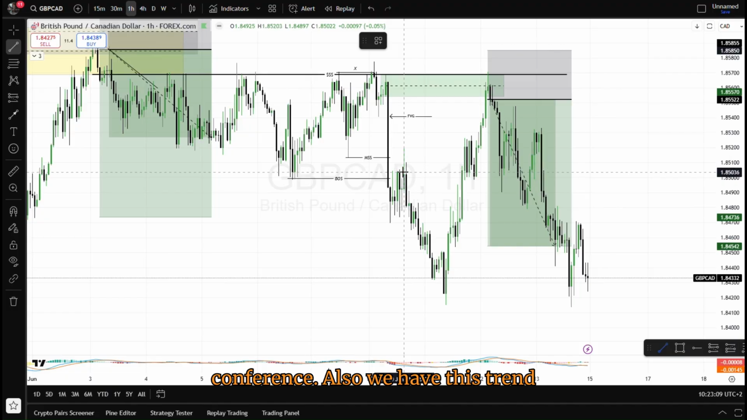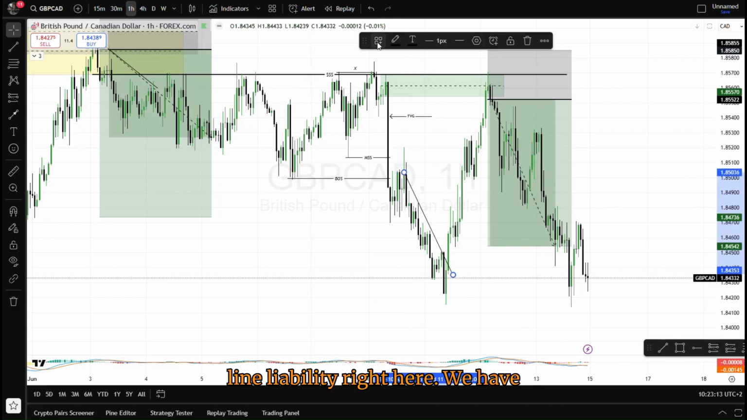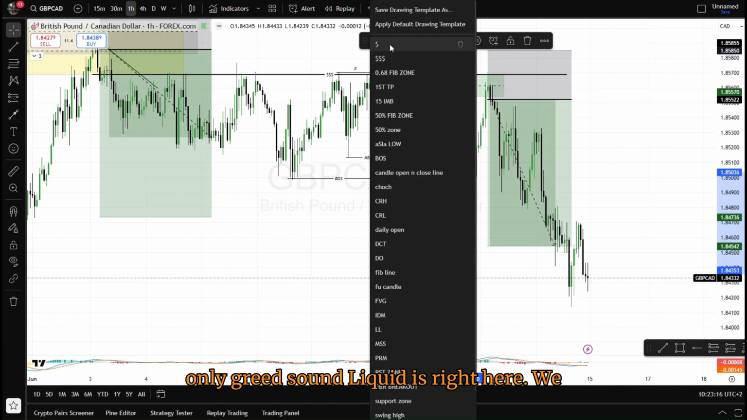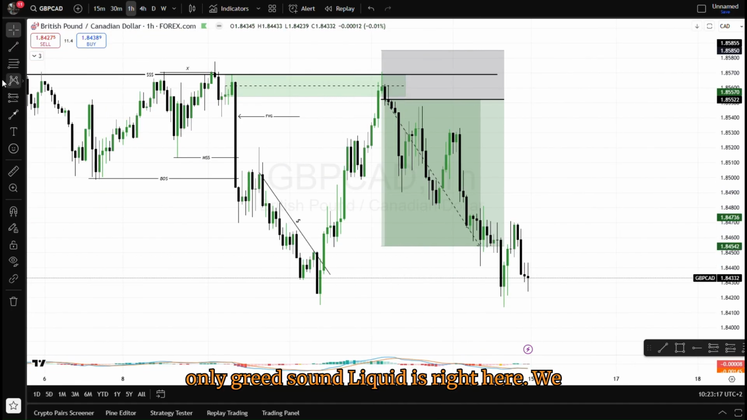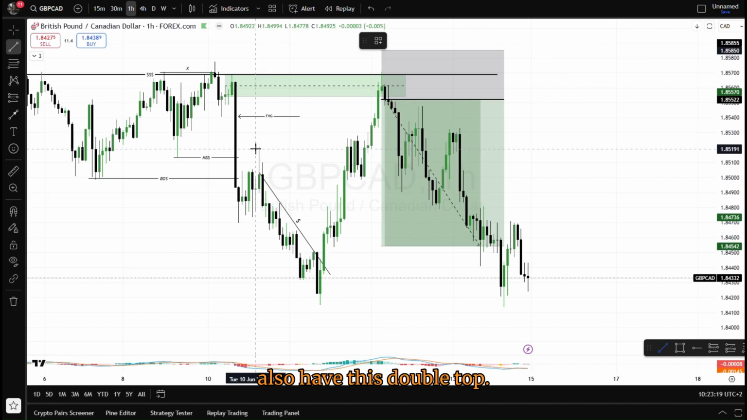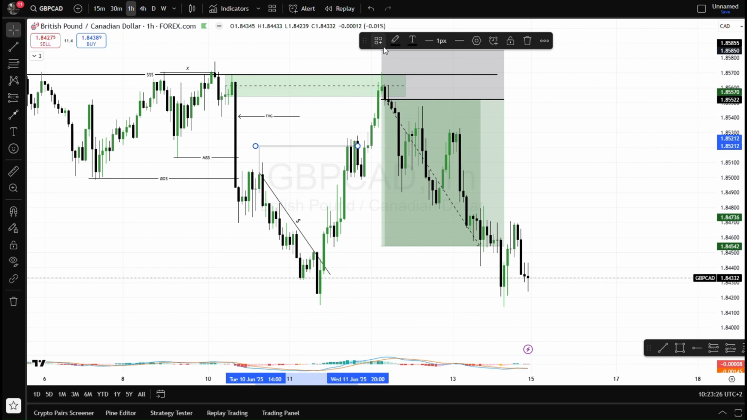And in this confluence, we also have this trend line liquidity right here. We have good signs of liquidity right here. We also have this double top, this double top liquidity right here.